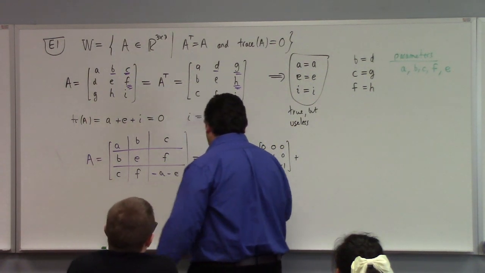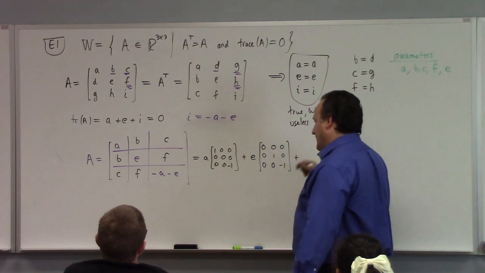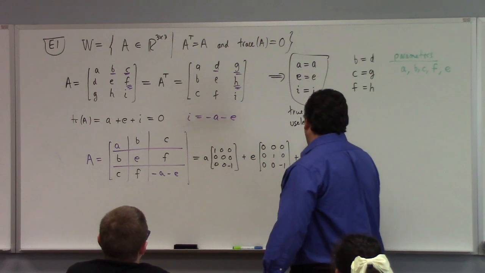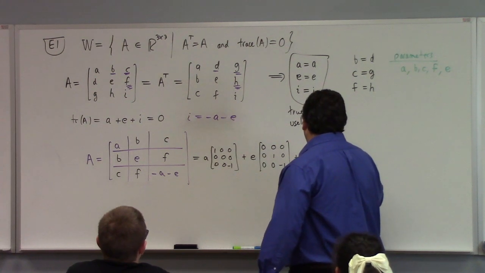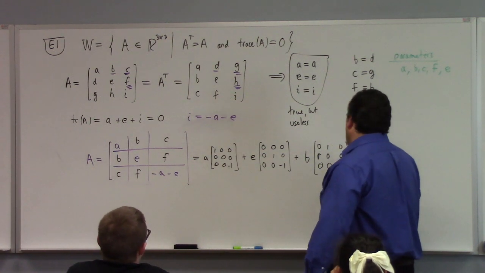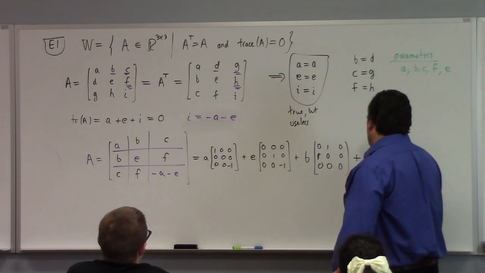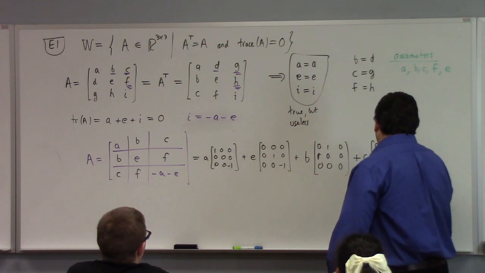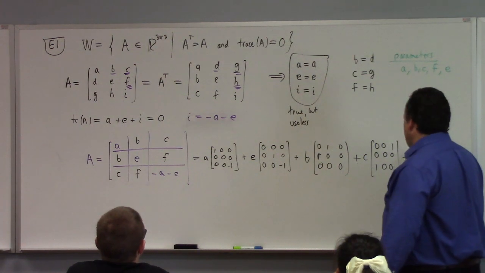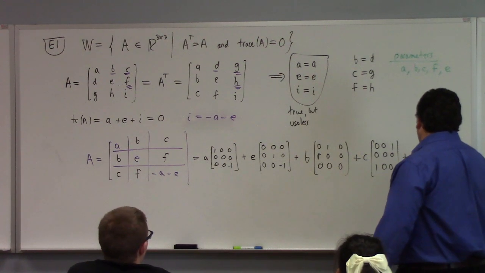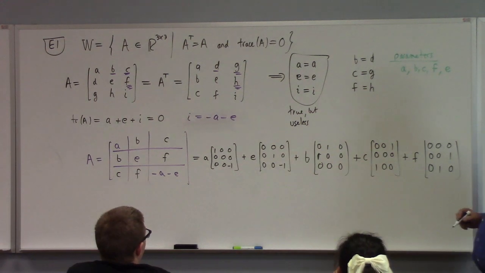I would have, eventually would have caught up to me. And then I got my A, I got my E, and then I got my B. 0, 1, 0, 1, 0, 0, 0, 0, 0. If only there was an easier way to write these things. Plus C times 0, 0, 1, 0, 1, 0, 0, 0, 0, 0, 0. And then my F times 0, 0, 0, 0, 0, 0, 1, 0, 1, 0, I think, like so.